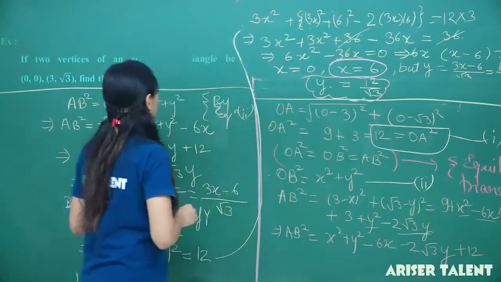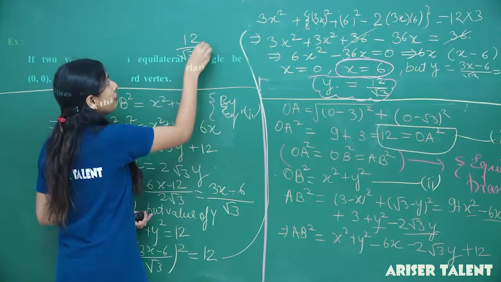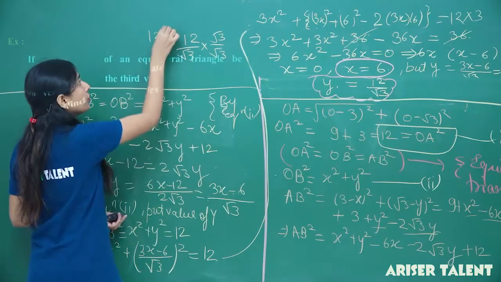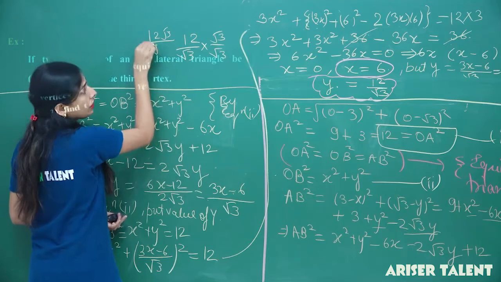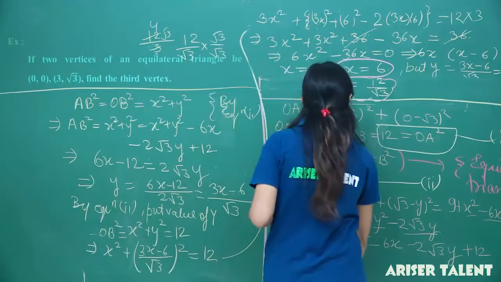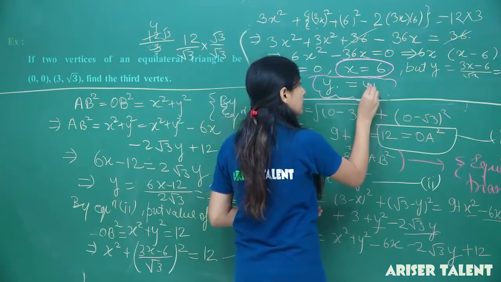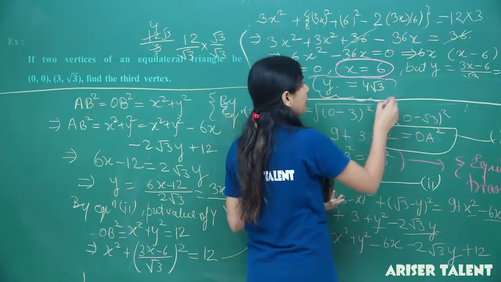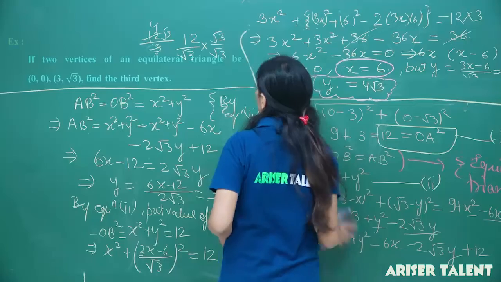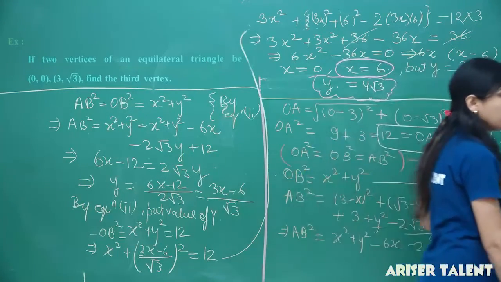Value of y here. You can just simply multiply and divide it by root 3. So that will be 12 root 3 by 3. So that will be 4 root 3. I am writing 4 root 3 directly here. So that will be the value. Okay, so now you have the question and the answer here. Note it, student.